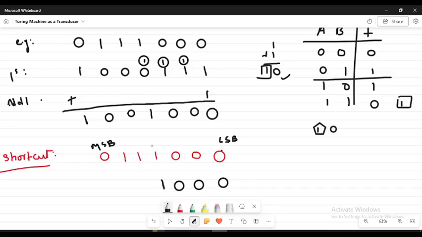Then after seeing the first one, whatever binary number you see after that, complement it, meaning do the 1's complement. 1 becomes 0, 1 becomes 0, 0 becomes 1. So after visiting the first one, whatever binary number you see, do the 1's complement of it. This also represents 2's complement, so this is a shortcut method. We are going to use this logic only to build a Turing machine with similar logic.